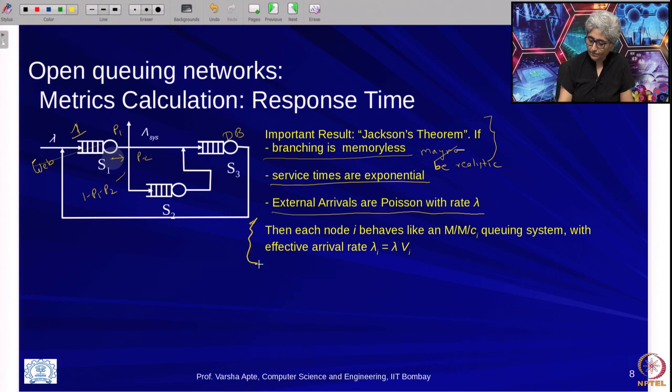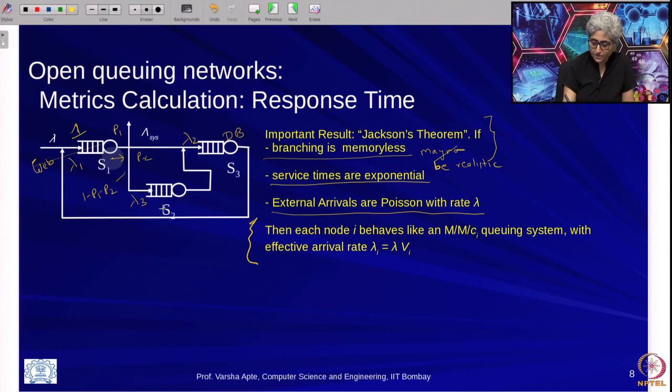What is the result? Okay, it says that each node i behaves like an M/M/C_i queuing system with effective arrival rate lambda_i equal to lambda V_i. So, here, like I said earlier, we have an effective arrival rate lambda 2 here, lambda 3 here, and here also lambda 1. External arrival rate is just what comes into the overall system. Because of feedback and branching, the actual arrival rate to each of these server stations will be different.